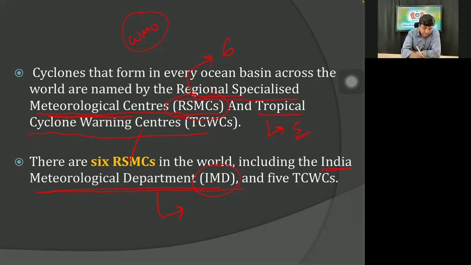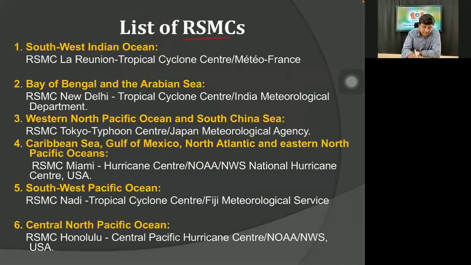Next point. These are the six RSMCs, regional specialized meteorological centres. Among them we have one, the Indian Meteorological Department, which is responsible for naming of cyclones in the Bay of Bengal as well as the Arabian Sea. The Indian Meteorological Department has its headquarters in New Delhi. It is a very, very important point. And this is the regional centre naming the cyclones in the Bay of Bengal and Indian Ocean.